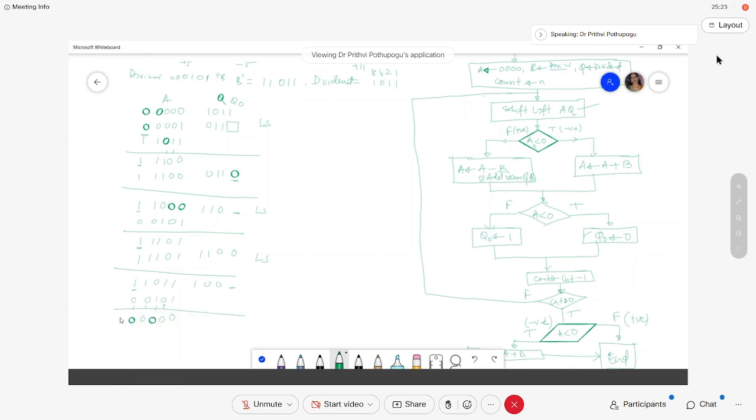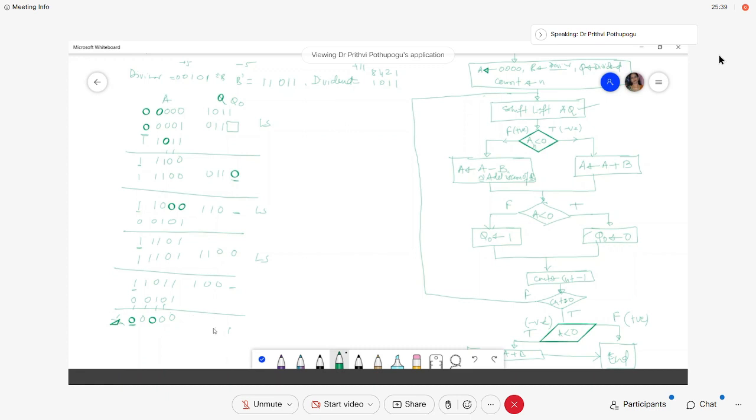The carry you get here will be discarded. And what remains is your A, which is 0. That means the sign bit of A is 0, which indicates that it is positive. So your Q0 will be 1. Q0 will be 1. This will be made as 1. And this is the remaining.